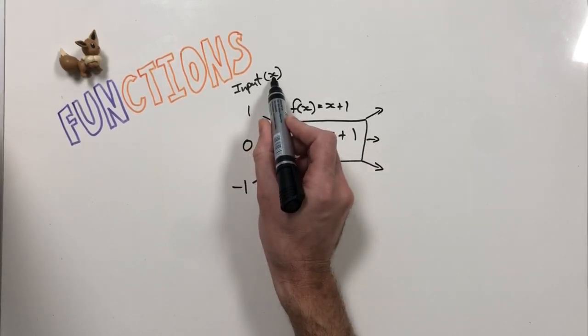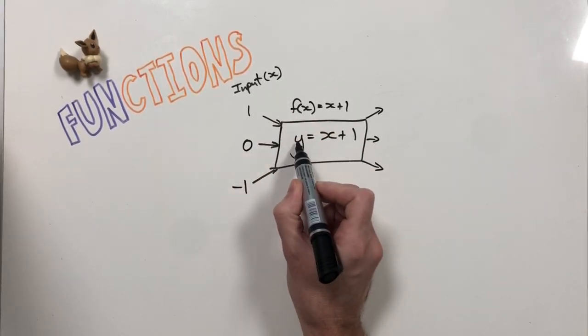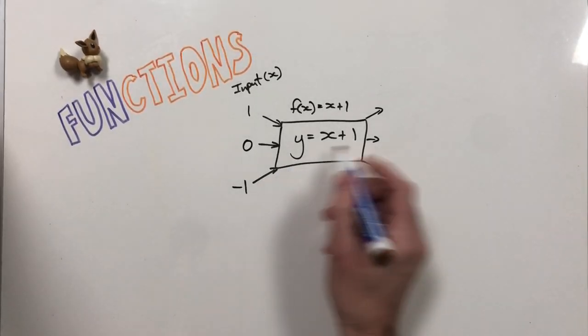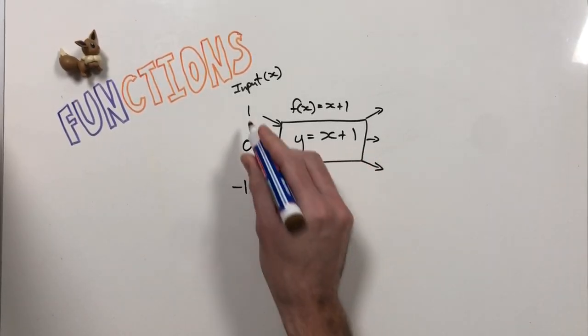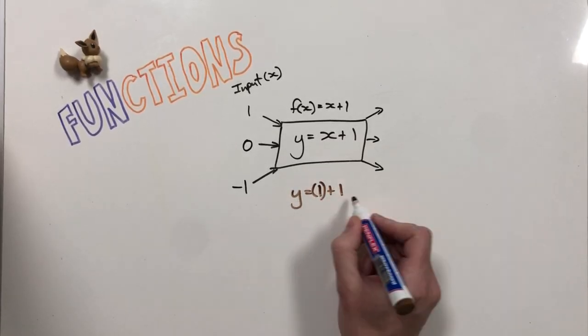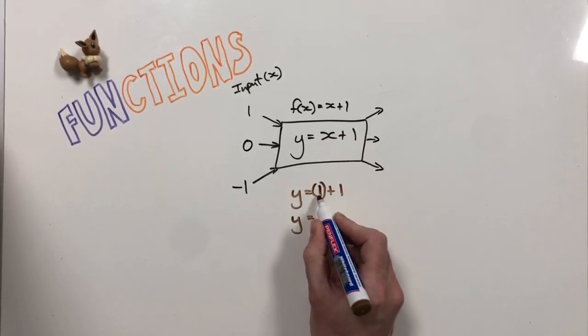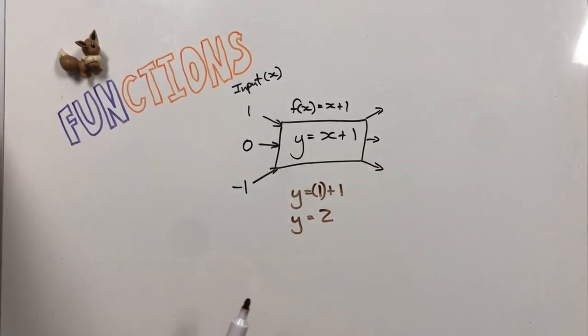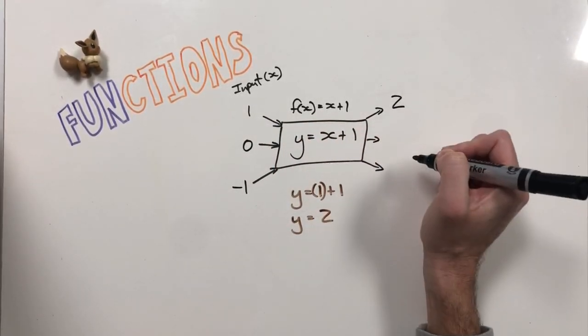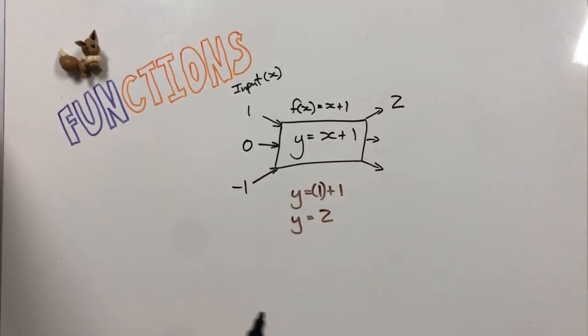So this is my input, which is 1. If I were to put 1 in there, then I would change this to y is equal to (1 plus 1). Obviously, I have to remember the brackets. And then y would be equal to 1 plus 1, which is 2. So if 1 is my input, my output would be 2. Okay, let's look at the next one.